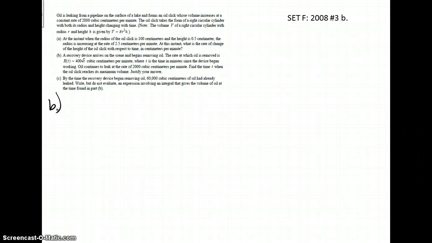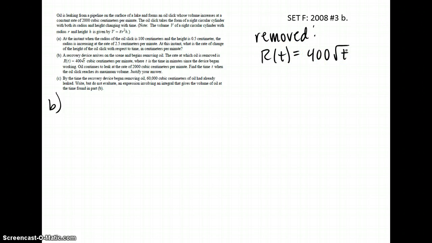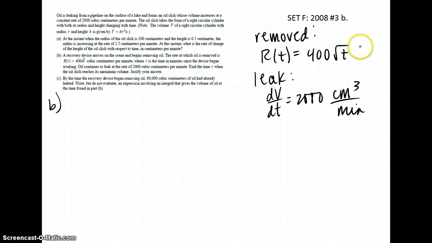A recovery device arrives on the scene and begins removing oil. The rate at which the oil is removed is this function. Oil continues to leak, so we still have oil leaking at this given rate, 2,000 cubic centimeters per minute. And this rate is in cubic centimeters per minute as well. Find the time when the oil slick reaches its maximum volume.